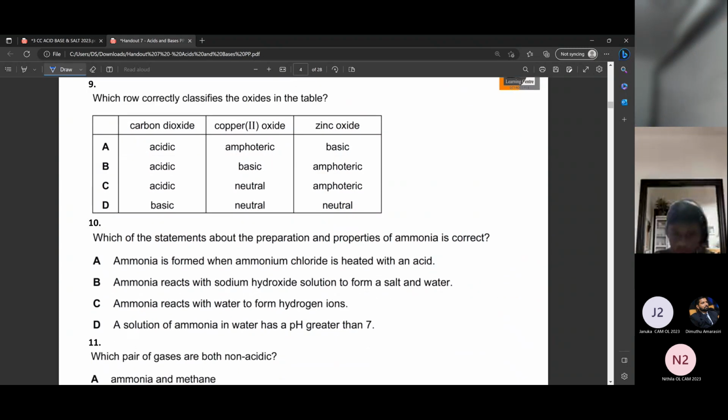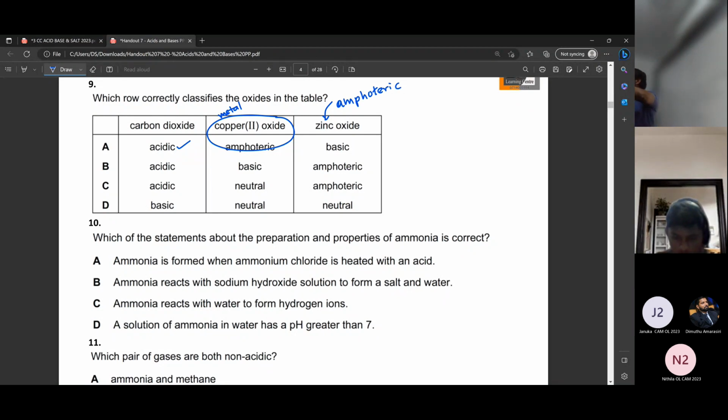Right, next one. Which row correctly classifies the oxides in the table? Carbon dioxide is acidic. Copper(II) oxide, amphoteric, is that correct? Copper is a metal, so copper oxide should be basic. Zinc, remember, is known as an amphoteric metal, so its oxide is amphoteric.